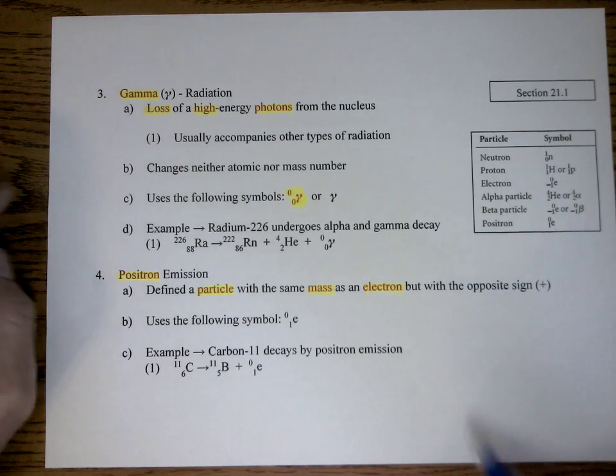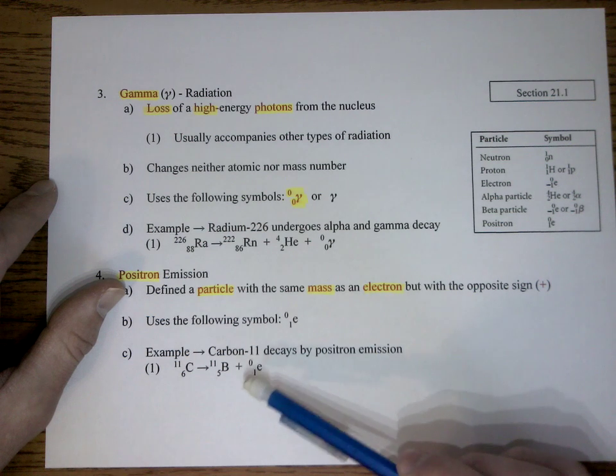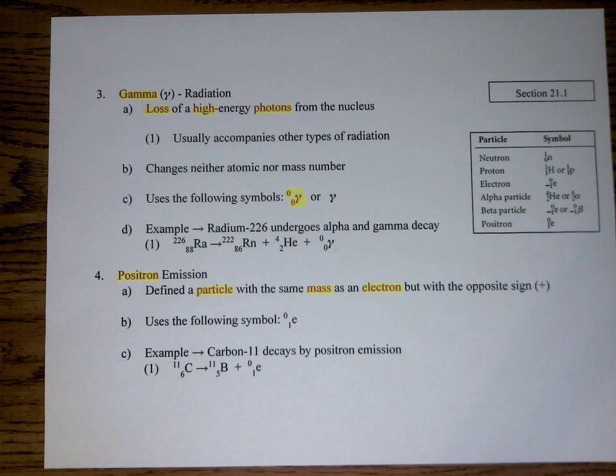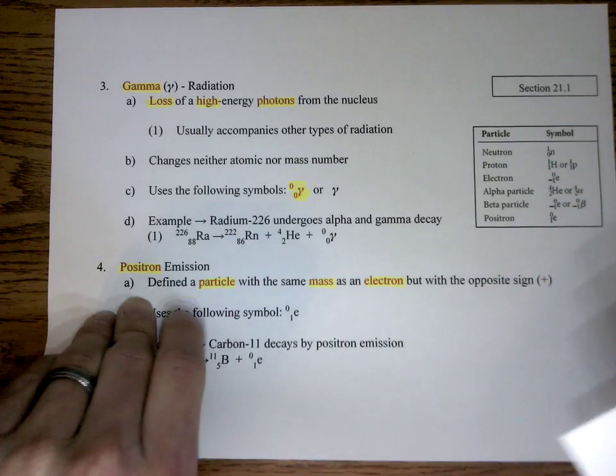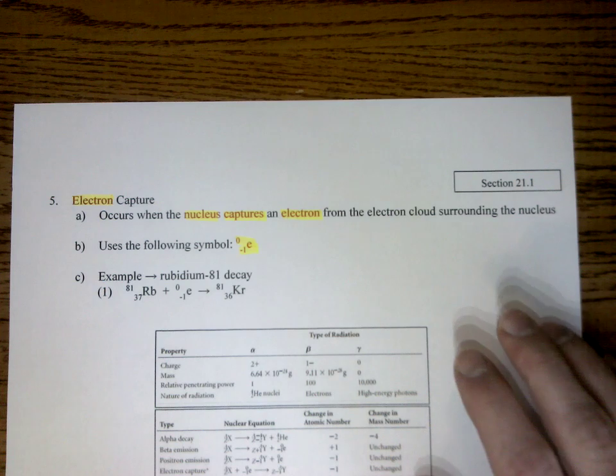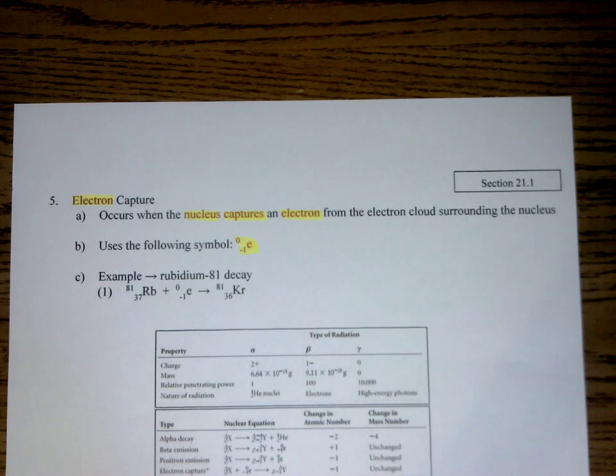So again, it's going to be based on stability for why this happens. Again, I just want to introduce these common types of radiation. All right, so last type of radiation here is going to be electron capture. Electron capture is when, quote unquote, the nucleus captures an electron from an electron cloud surrounding the nucleus. So again, think transfer of energy.